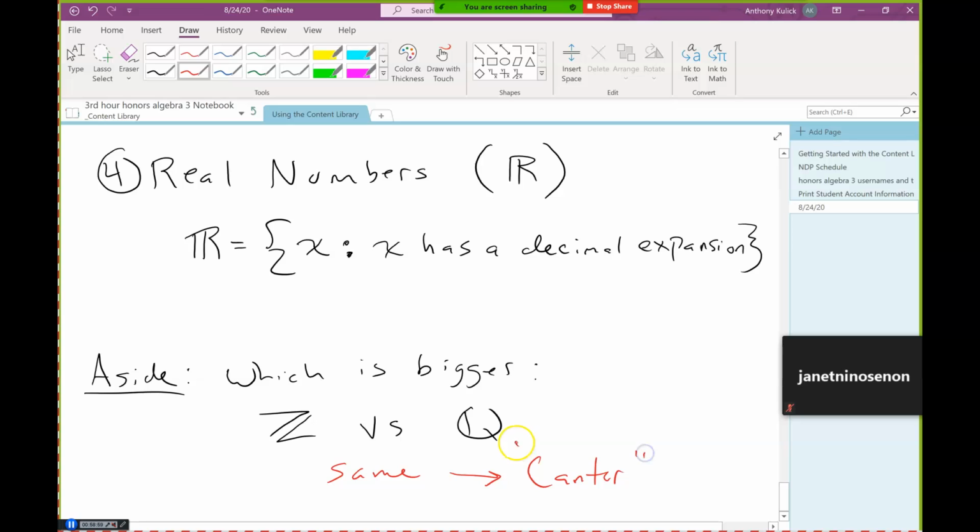A mathematician named Georg Cantor was the one that proved this. Cantor's a very famous mathematician that has a lot of important theorems involved or named after him. I'm trying to look if he's on my Hall of Fame back there. I don't think he is.